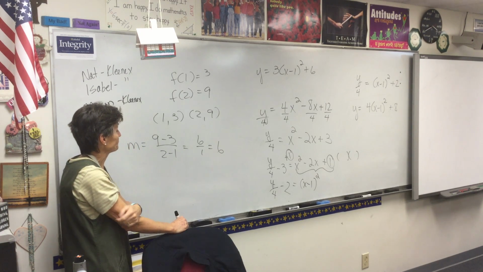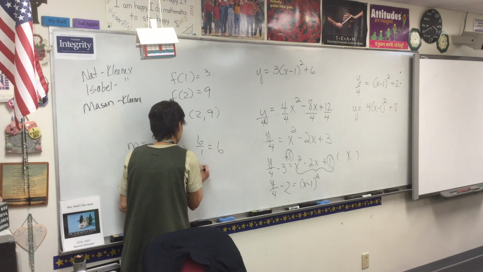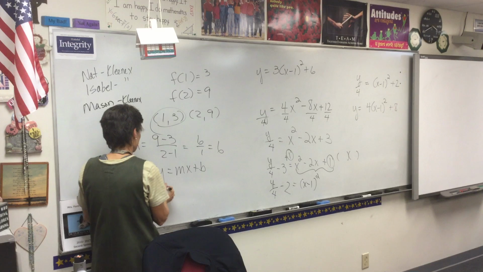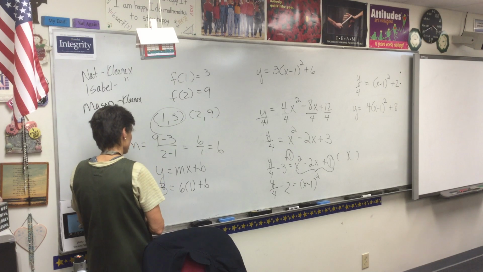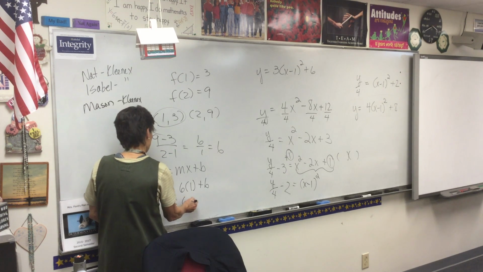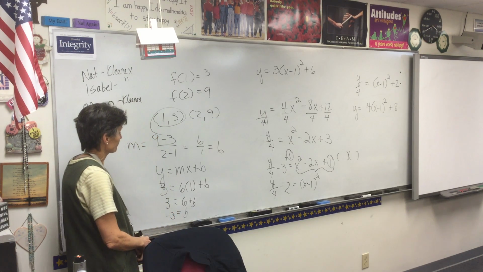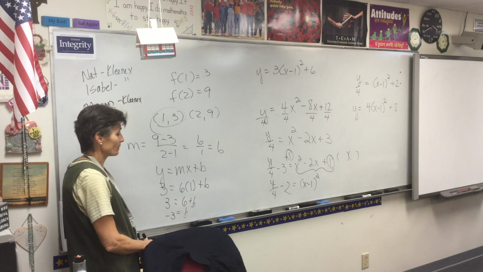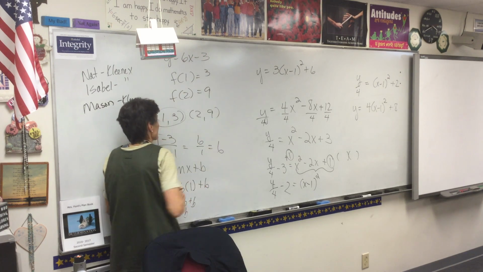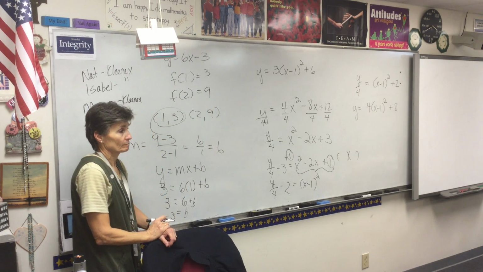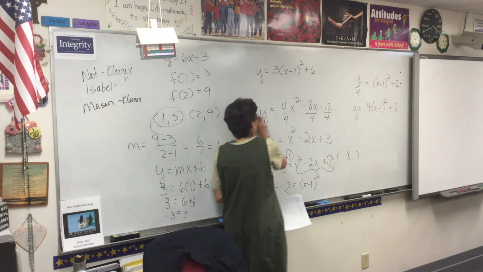Now what? Pick a point, plug it into y equals mx plus b. So if I just pick this one, 3 equals 6 times 1 plus b. So 3 equals 6 plus b, I got negative 3. So what do I write in the answer blank? Y equals 6x minus 3? Perfect.